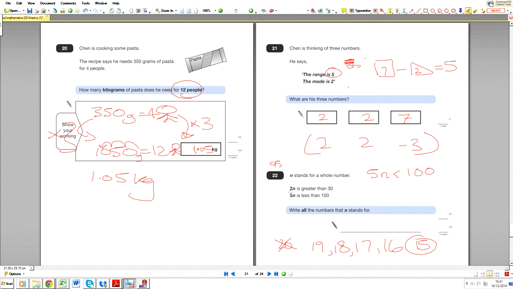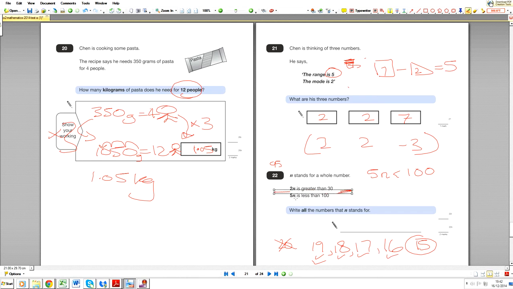But it says here that 2n is greater than 30. When you double 19, you get more than 30, and it's less than 100 if you times by 5. 2 times by 18 is more than 30, and 5 times by 18 is less than 100. What about 2 times by 17? 34. 2 times by 16 is 32. And 2 times by 15 is 30. So it can't be that one because it says greater than 30.